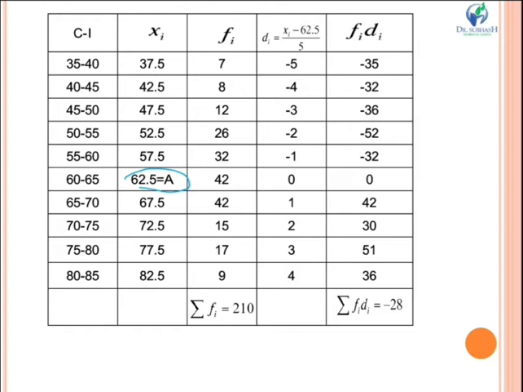Now I will put these values of xi in di. So di is (xi minus A) upon h. We will put different values of xi and find the corresponding values of di. The next column is to construct fi into di. We will multiply the corresponding values of fi and di and find the sum of fi into di.